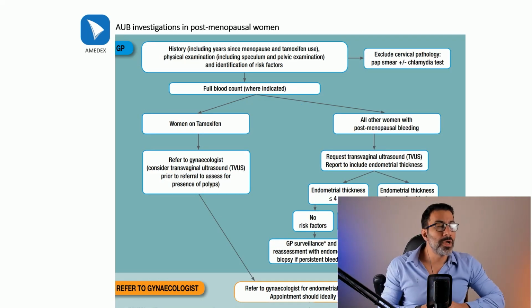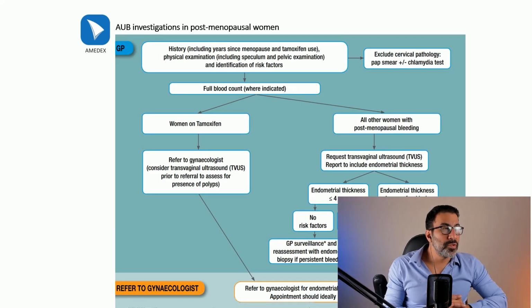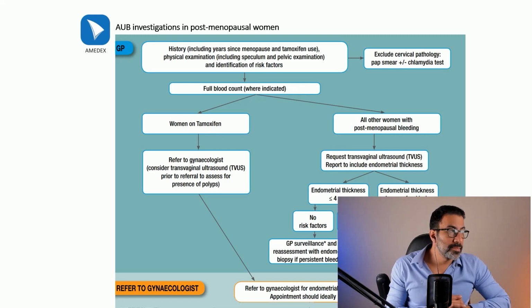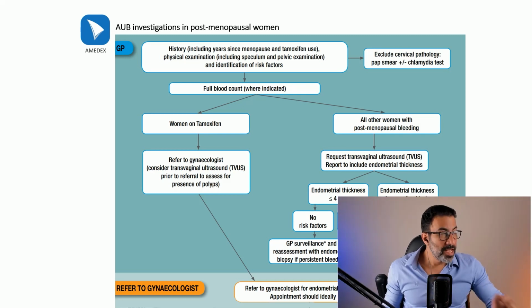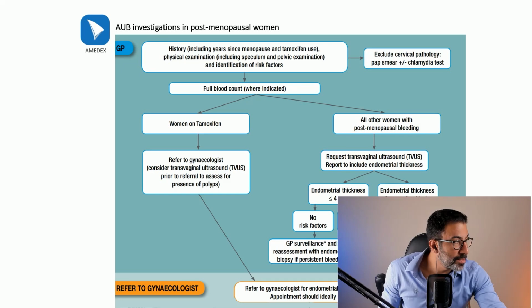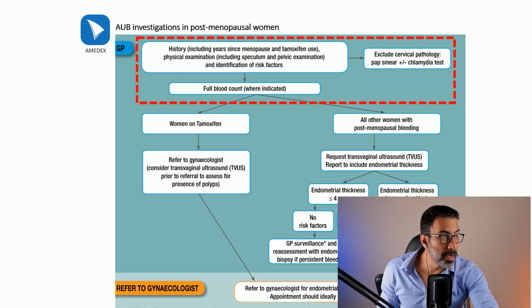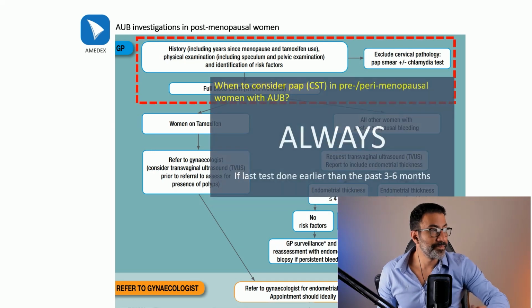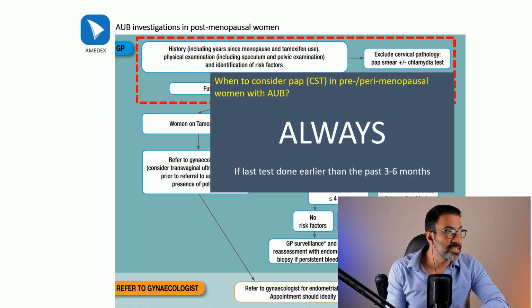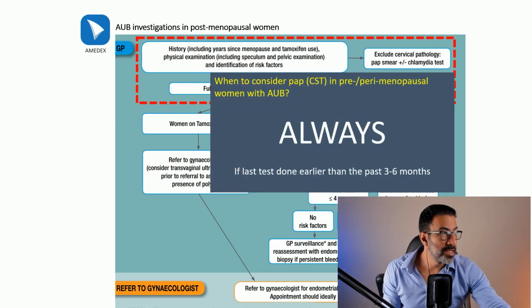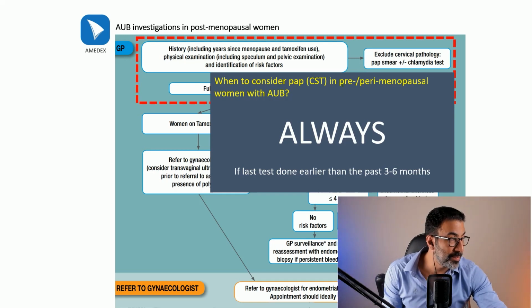What do we do about AUB in postmenopausal women? Exclude cervical pathology. When do we do that? Always. When to consider a pap or CST? This is not for perimenopausal women. This is only for postmenopausal women with AUB.